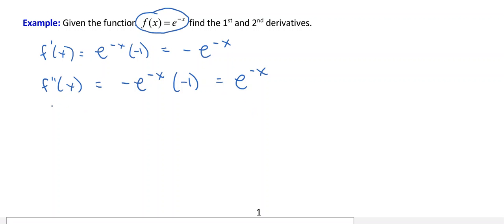And if we took the third derivative, we would end up back with negative e to the negative x. And the interesting thing about this particular function is that its derivatives will go on forever and ever, and they will constantly alternate between positive and negative.